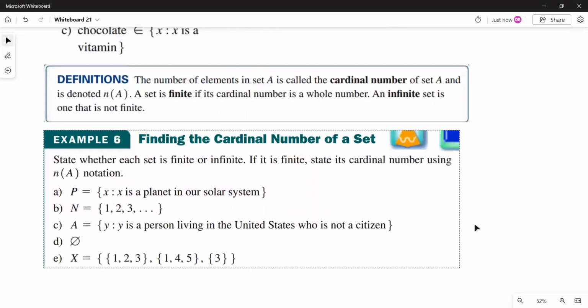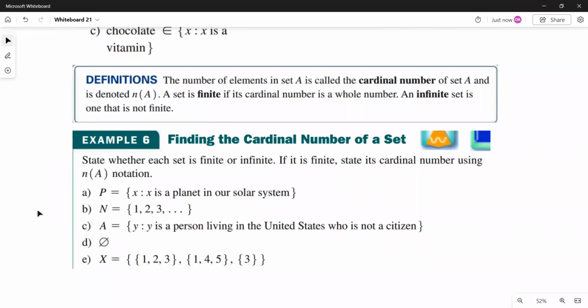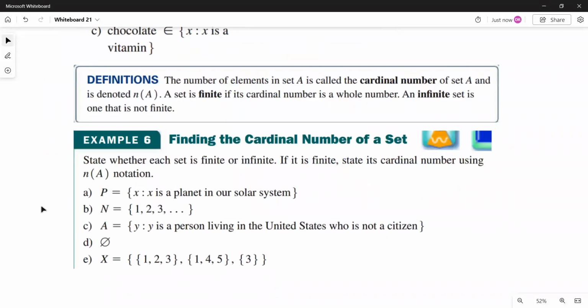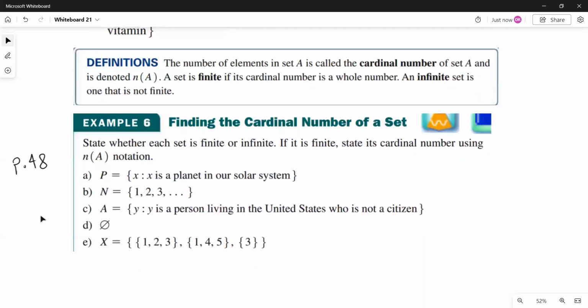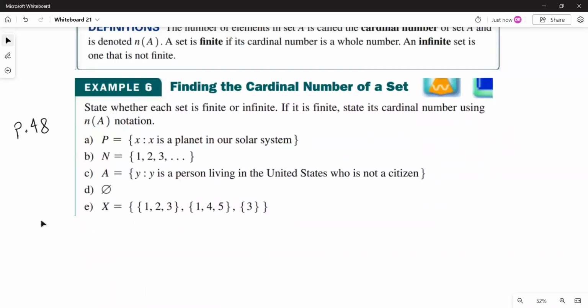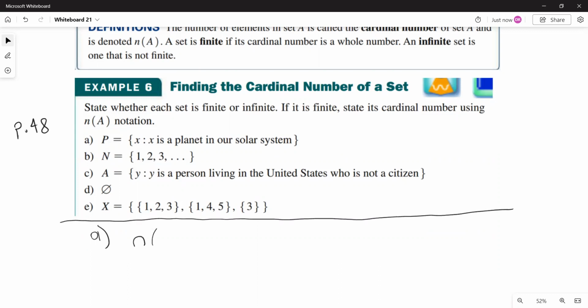We are now on page 48, example 6. State whether each set is finite or infinite. If it is finite, state its cardinal number using N of A notation. Okay, set P. Set P is a set of all X, such that X is a planet in our solar system. There are 8 planets in the solar system, so the number of elements of P is 8.